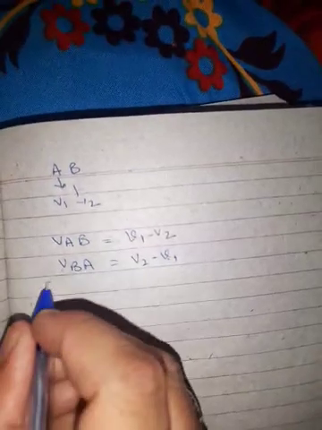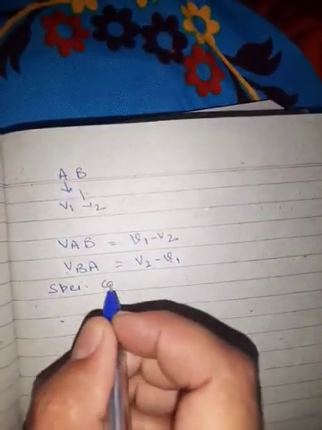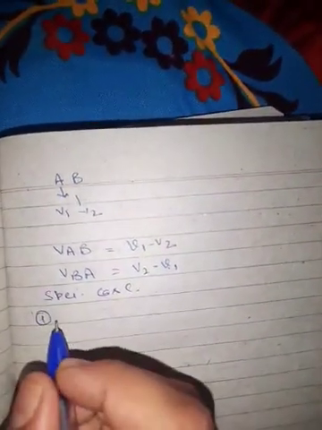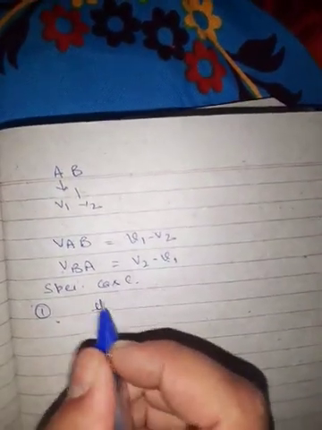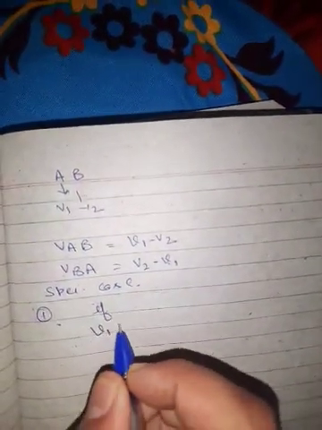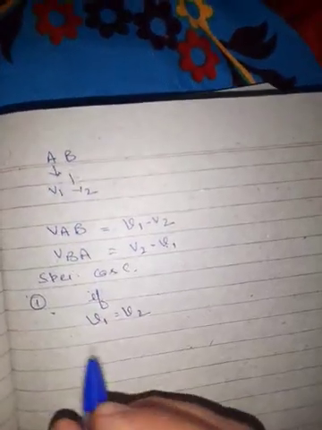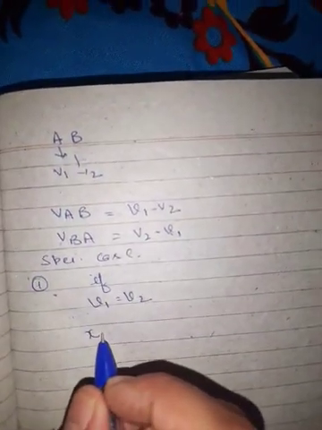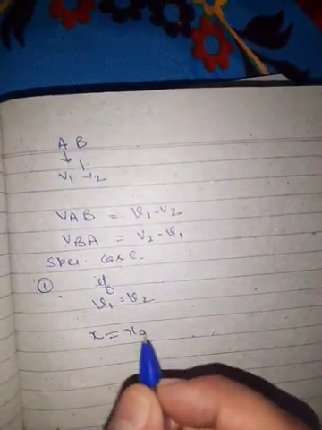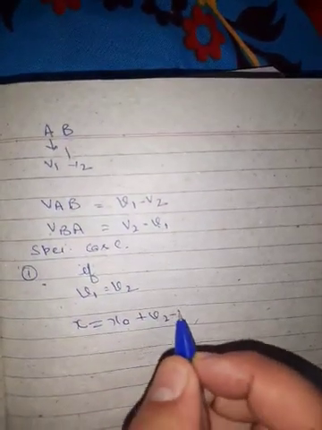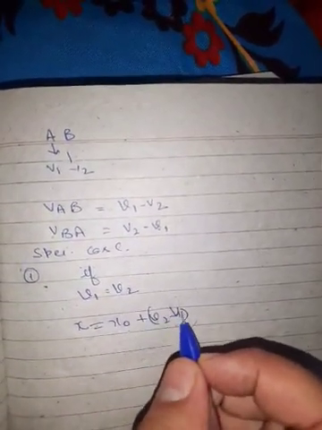Some graphical representation I will discuss here with you all. Special case number one. Clear? If the velocity of the first body is equal to the velocity of the second body, then we have the equation x is equal to x naught plus v2 minus v1 into t.